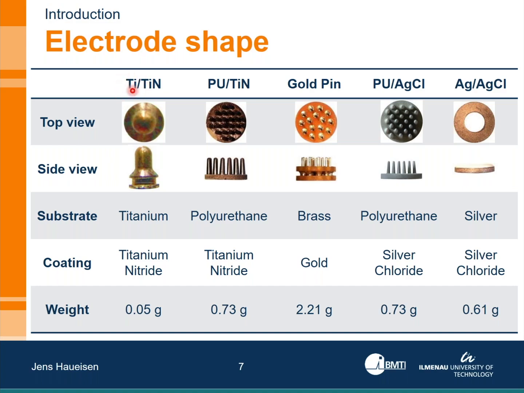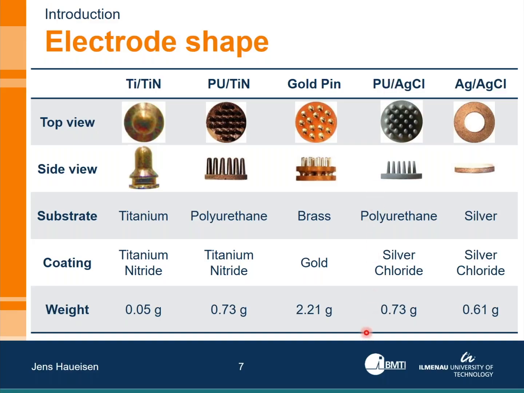So there is metallic material like titanium and coating with titanium nitride, but there could be also plastic materials like polyurethane and titanium nitride coating. There could be gold pins, that is also an option, of course, gold electrodes. And one thing which I will actually outline in this talk more in detail is polyurethane as a base material and a silver chloride coating. This way, you end up with electrodes very similar to the silver-chloride electrodes you might know from your wet recordings.